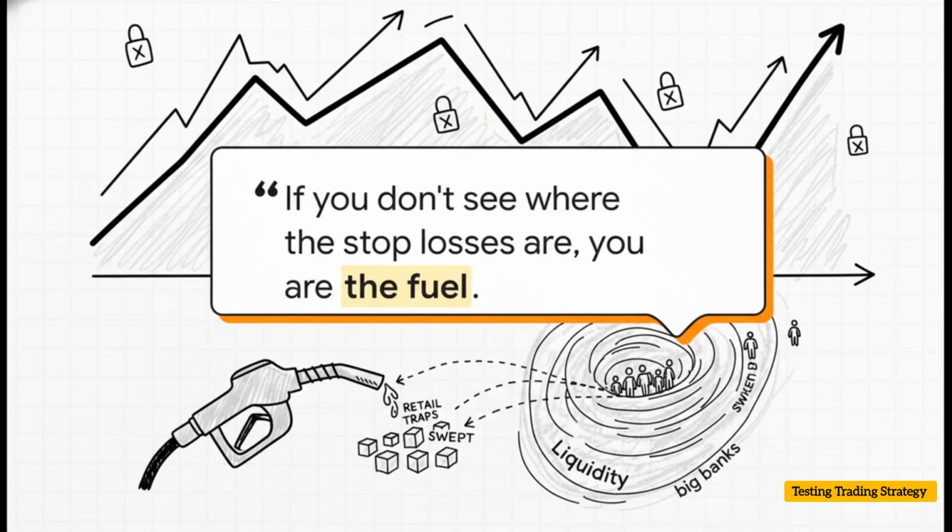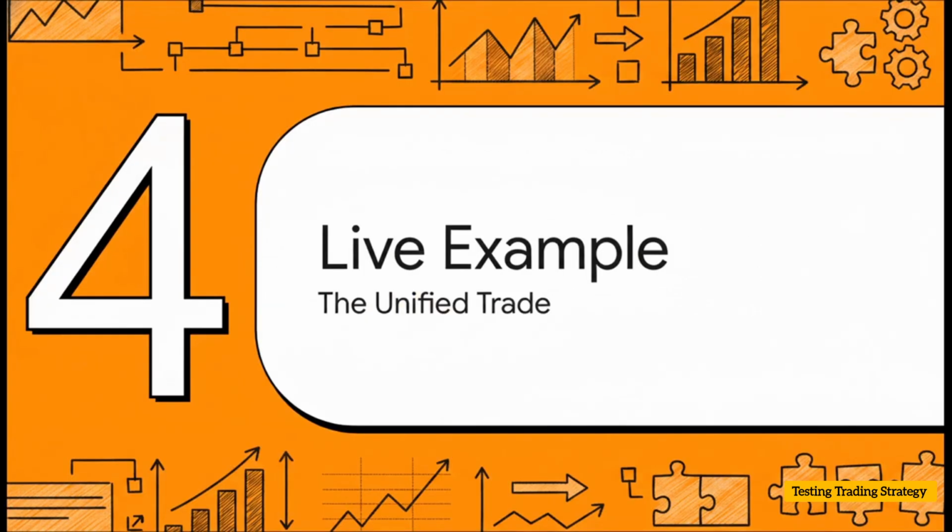And that brings us to the fuel. This right here is exactly why we always wait for a liquidity grab or a sweep. Because think about it, if you can't spot the retail trap, you become the liquidity. You are the fuel for the big banks. It really is that simple, and it's a trap you absolutely have to avoid. So what does this all look like when we put the whole thing together?